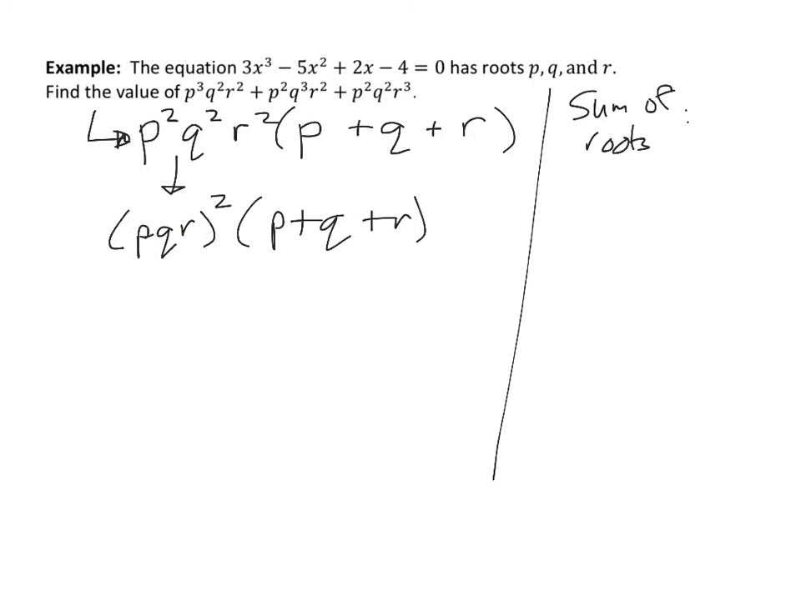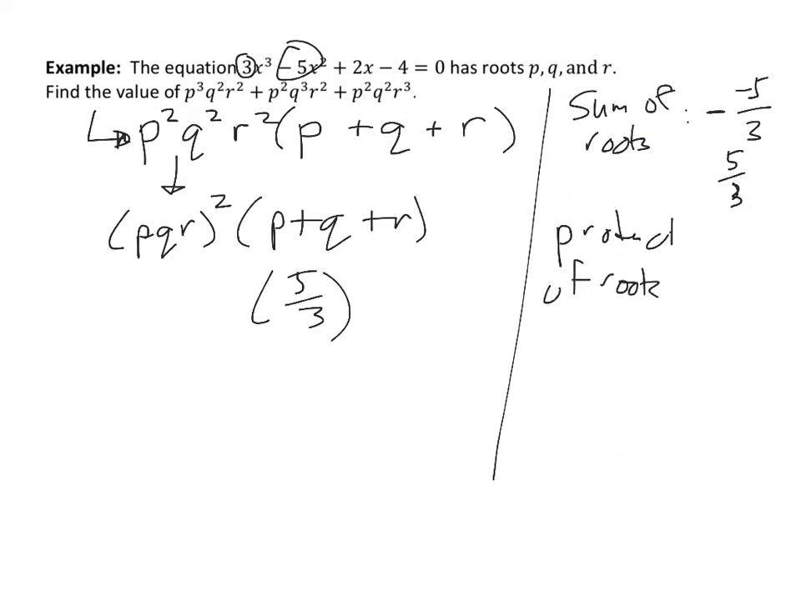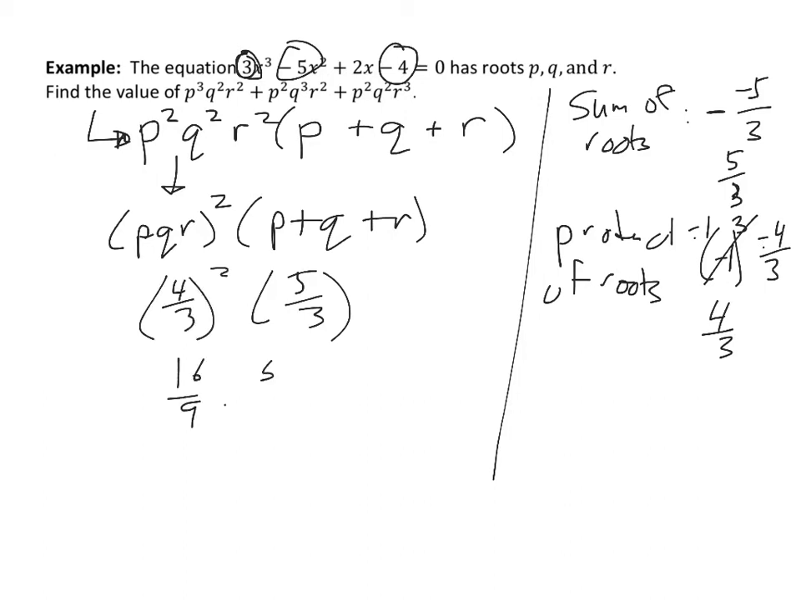According to the rule we learned earlier, it's the opposite of the second term, -5, divided by the leading coefficient 3. In other words, the sum of the roots is 5/3. And the product of the roots is -1 raised to the n power, that's 3, times the constant term, -4, divided by the leading coefficient 3. So -1 times -4 gives me +4, divided by 3. So the product of my roots is 4/3, squared. So this is 16/9 times 5/3, which is 80/27. And we're done, right?